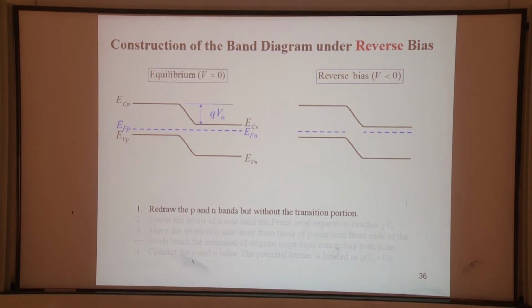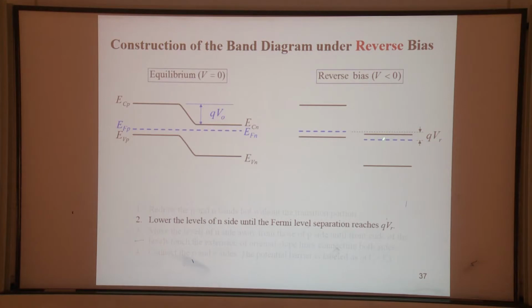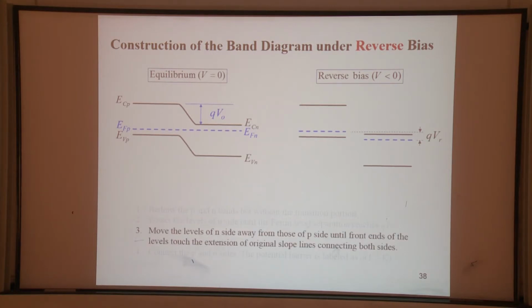Okay, how about the reverse bias? Very similar. You remove the slope, the line for the transition region. Then for reverse bias, you move down the N side by QVR with respect to the P side. All right? So if VR is somewhere like this, you move down the Fermi level on the N side with respect to the P side, using the Fermi level as a reference. Then move the N side level away from the P side. Now you should have an increased depletion width, right? Mm-hmm. So you imagine, do you see the lines?